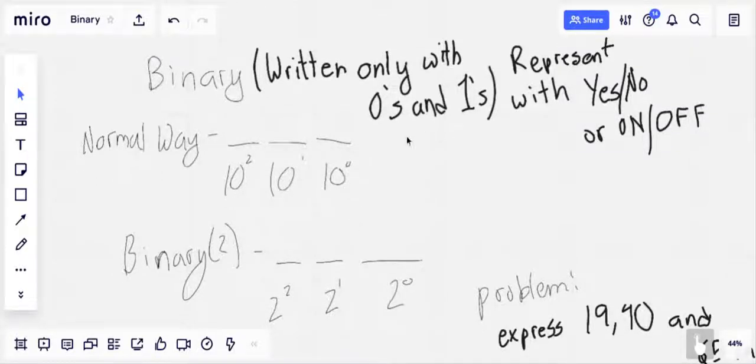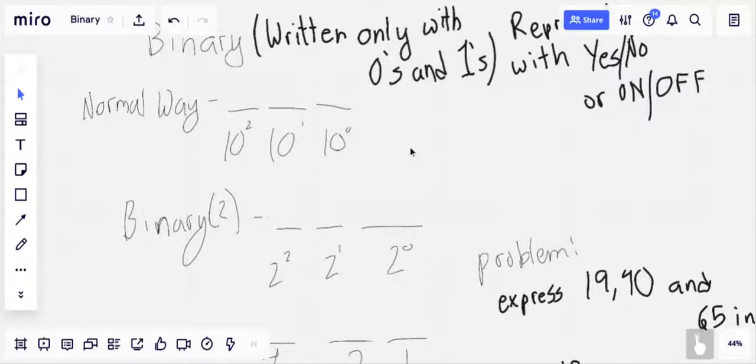The normal way that we all use operates on a base 10 scale. The first digit is 10 to the power 0, the second is 10 to the power 1, and the third is 10 to the power 2. We've assigned values to these: the ones, tens, and hundreds, and so on.